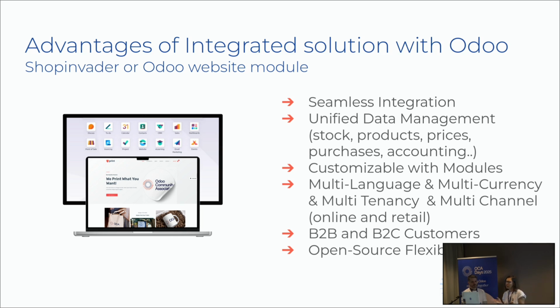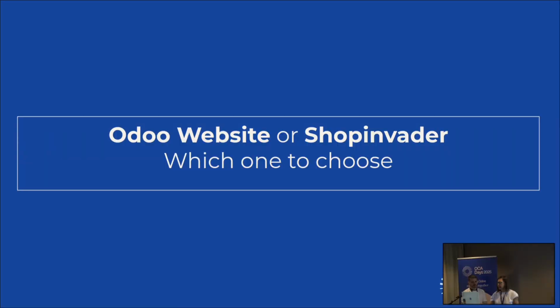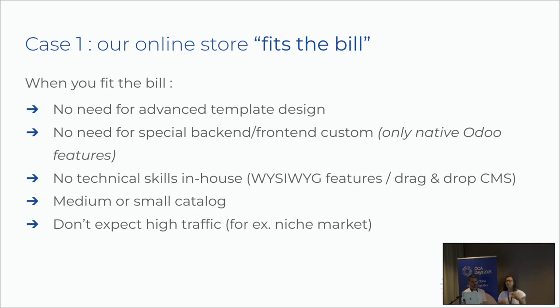You have this open source flexibility. You can adapt, evolve, develop, and change stuff. Whereas, for example, with some non-open source solutions like Shopify, it's more difficult. So Odoo website or Odoo Shopping or Shopinvader, which one to choose? To explain a bit the difference, we imagine two scenarios, two cases.